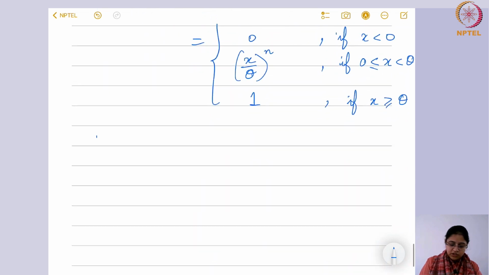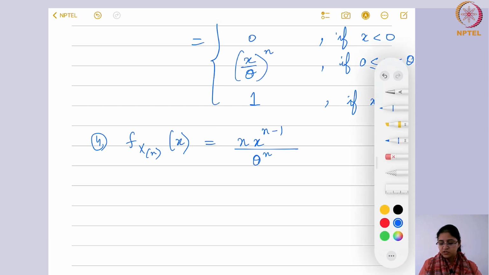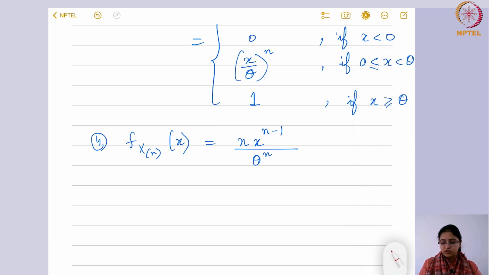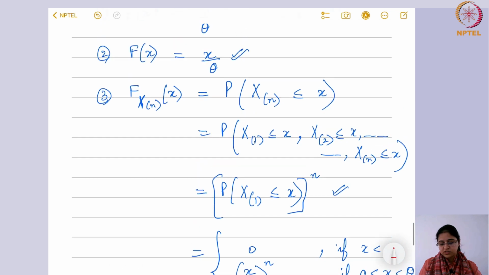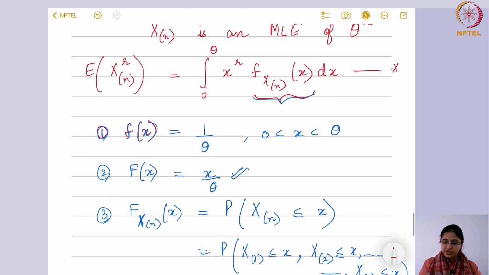Now, if I differentiate it, I would get the PDF corresponding to this. What will it be? n x raised to power n minus 1 over theta raised to power n, right? So finally, we have obtained the PDF of the nth order statistic, the largest order statistic. Now let us reconsider this.